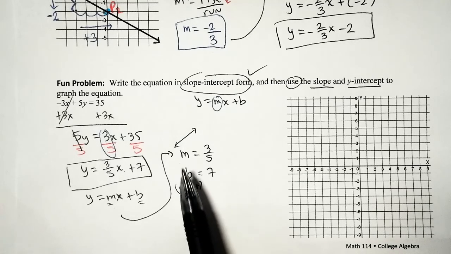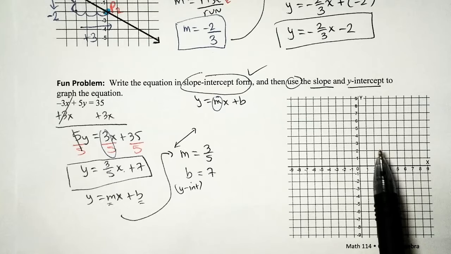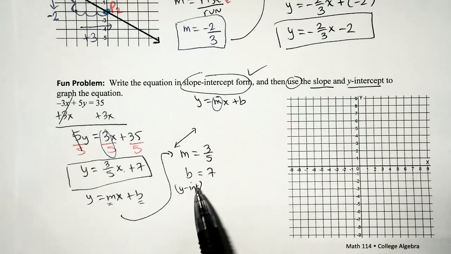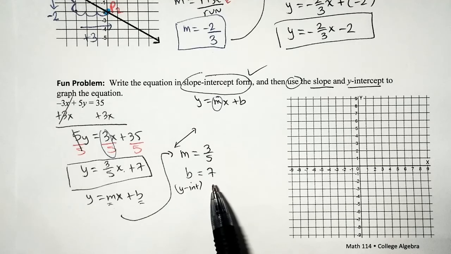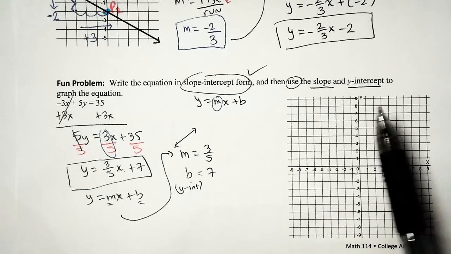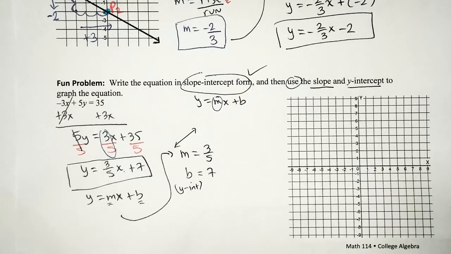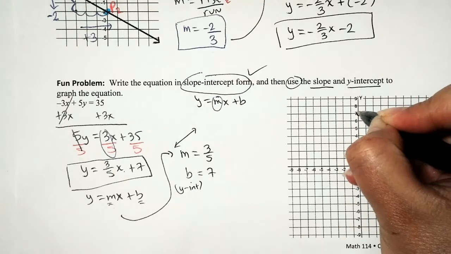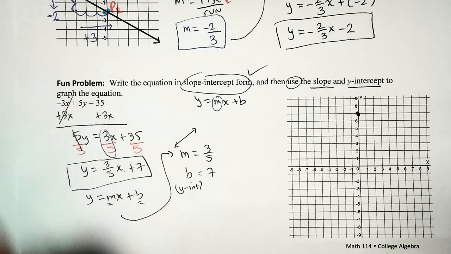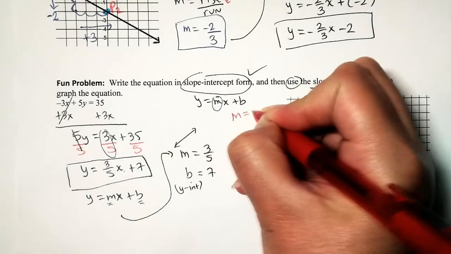The slope is not an ordered pair, so it's more like directions to get to our next mark. The y-intercept is 7, so the line should intercept the y-axis at 7. So let's go ahead and locate 7 on the y-axis. Now we're going to use the slope of the line to locate a second point. Remember, slope is the ratio of rise to run.